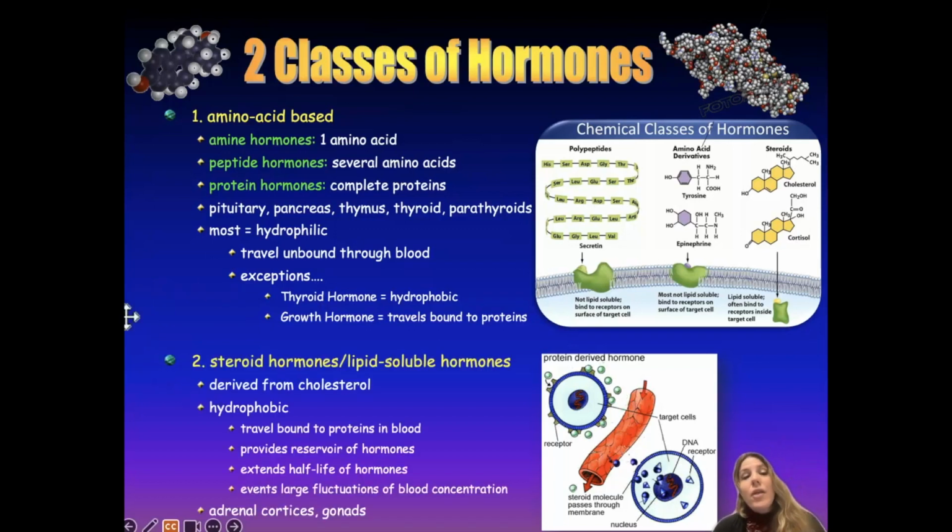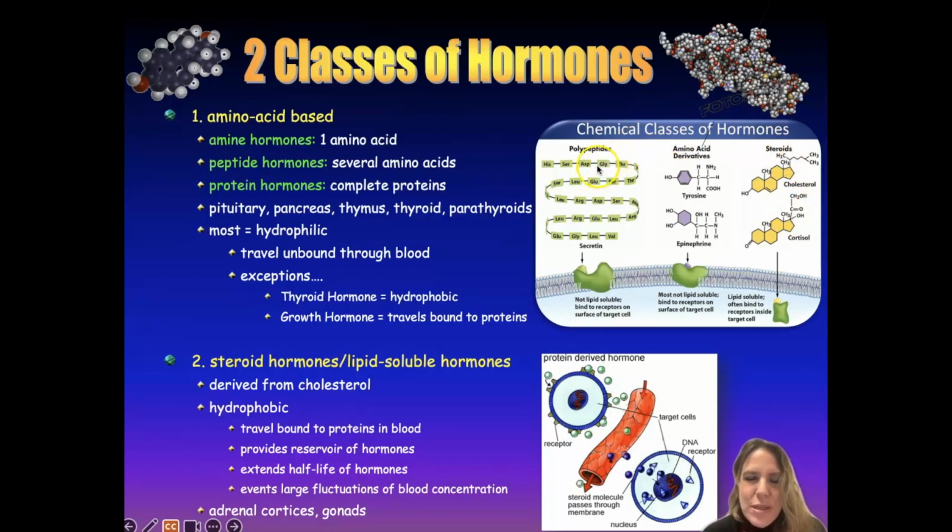However, the other class of hormones are what we call steroid hormones, or sometimes lipid-soluble hormones. These are hydrophobic hormones. So they're all hydrophobic. Therefore, in order to travel through the blood, they have to be bound to other proteins in the blood. And these ones are all derived from the compound cholesterol, which you've probably heard of. It's a four-ringed structure.